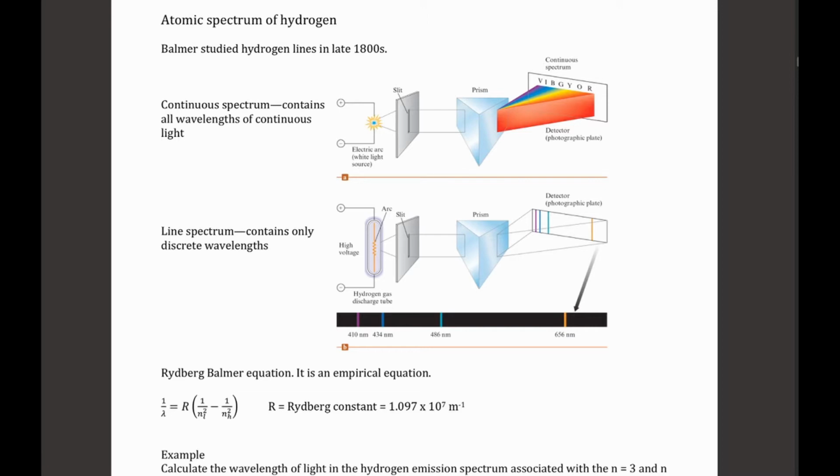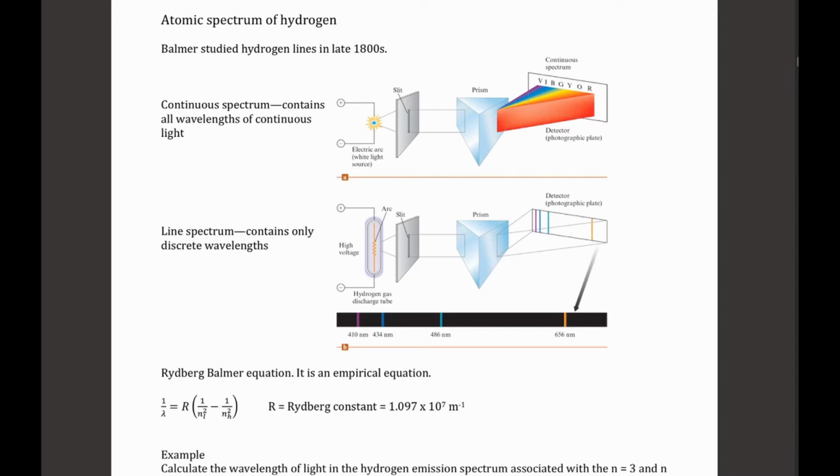You know how when you plug a fluorescent light bulb in and flip the switch, you get light? Well, if we do that with pure hydrogen in the tube, and then we use a prism to see the various colors of the light that the hydrogen is giving off, we see that the hydrogen spectrum produces 4 lines. That's the line spectrum.